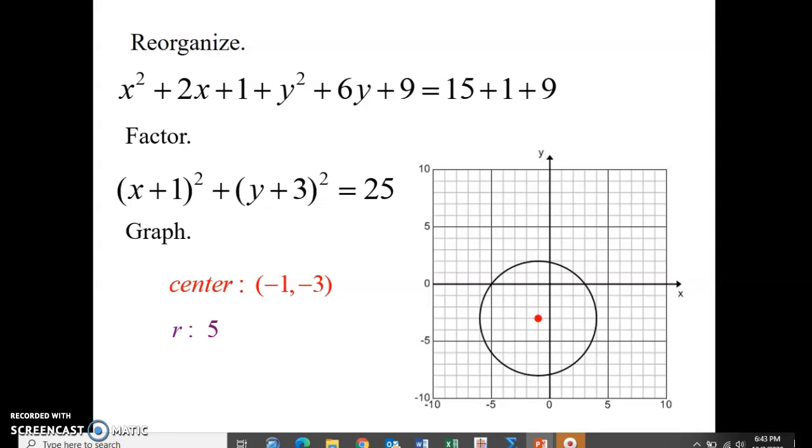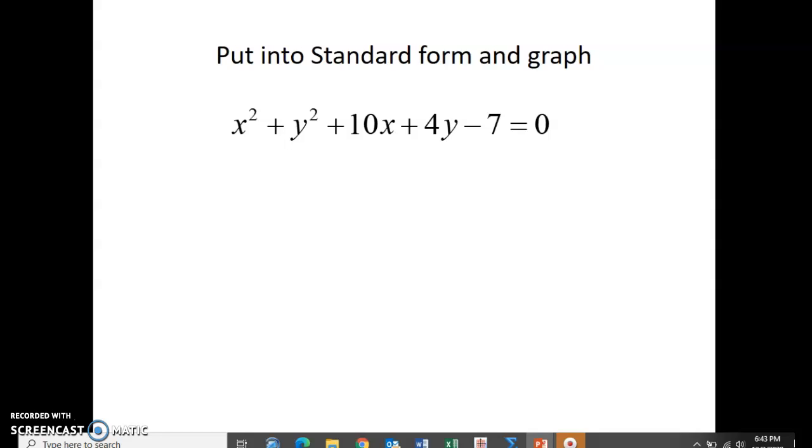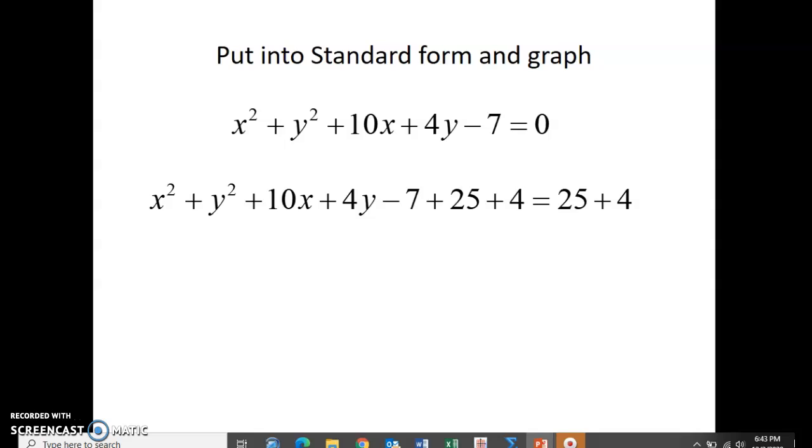Okay, now I can understand that the general form might be a little bit confusing. We're going to see it again, and I'm going to try and walk you through it one more time. So we're going to put this into standard form. This is general form. So again, we take the C and D numbers, which are the 10 and the 4. We divide them by 2, and we square that result. So 10 divided by 2 is 5. 5 squared is 25. 4 divided by 2 is 2, and 2 squared is 4. So we have the 25 and the 4 on both sides of the equal sign now.